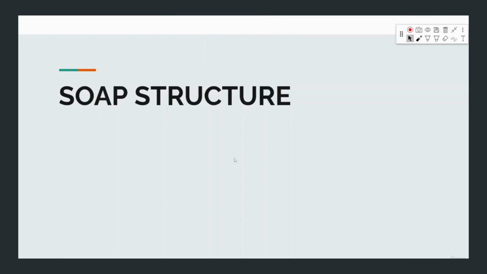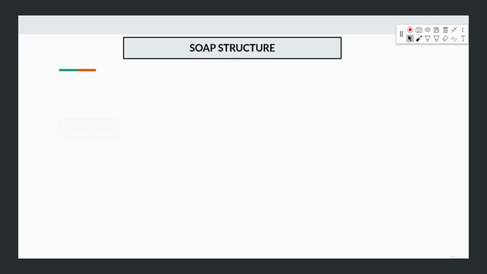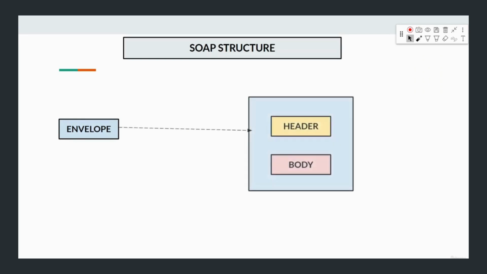So moving to our next session, that is SOAP structure. Let's discuss the SOAP structure first. The SOAP structure consists of the main element, that is the envelope element. The envelope element in turn consists of two things, that is header and body. The header and the body form the request, which is a structure defined by the W3C, right, which is the international body for this. The header is an optional element, and the body is the mandatory one.